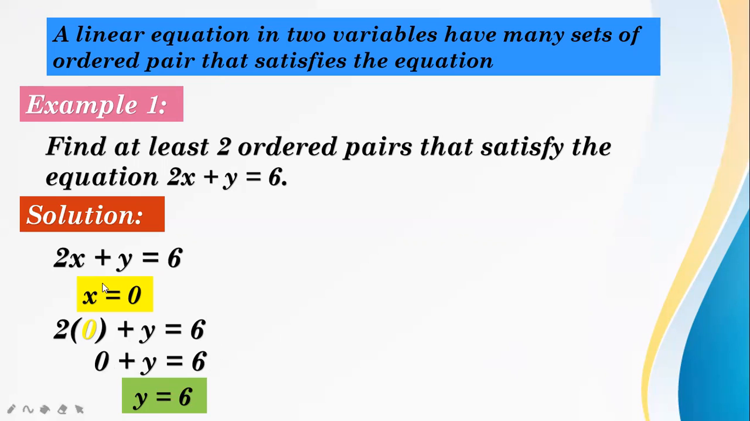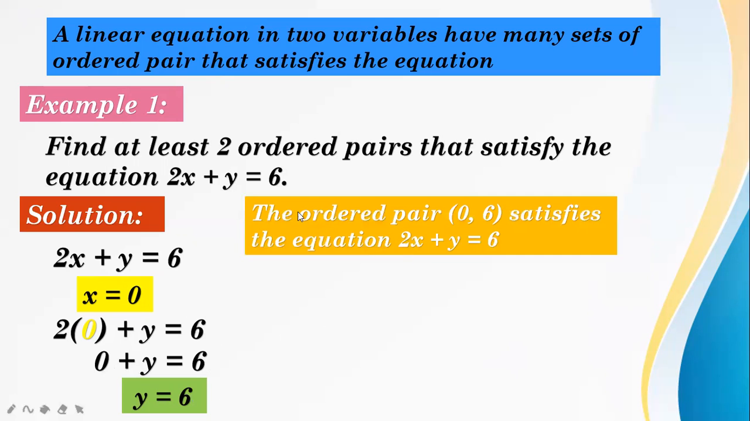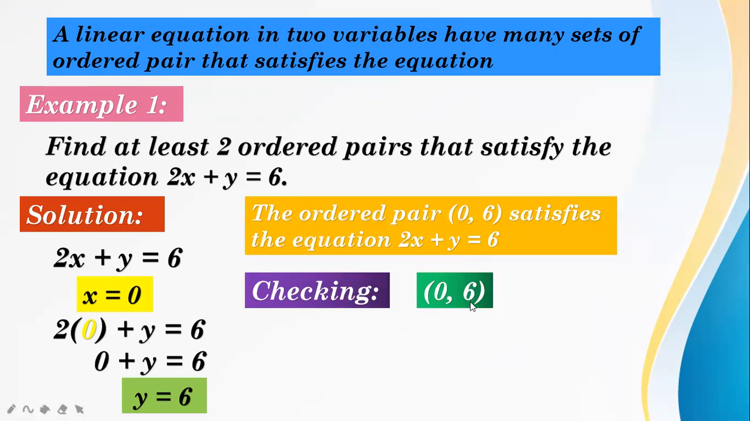So if your x is 0, then your y is positive 6. The ordered pair 0, 6 satisfies the equation 2x plus y equals 6. Let us check. 0, 6. This will be your ordered pair.